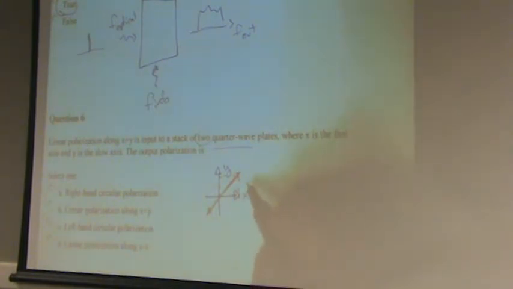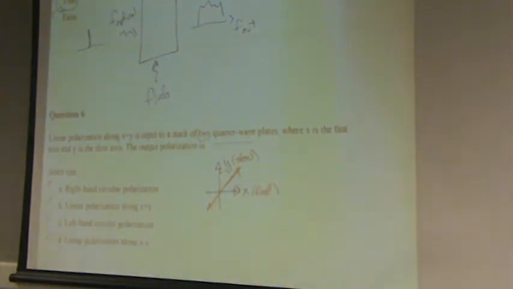What if I put my linear polarization just along the X axis? And I have nothing along the slow axis. What's going to come out of that? It's still going to be linear, right? I'm only fast compared to that. I won't see it if I don't have some of that to compare against. I just thought of that one.